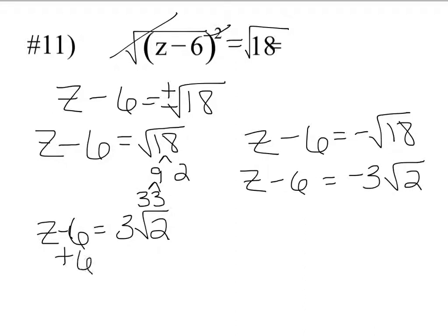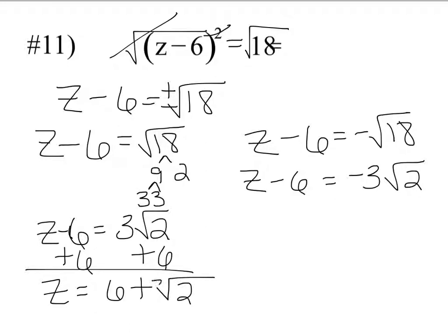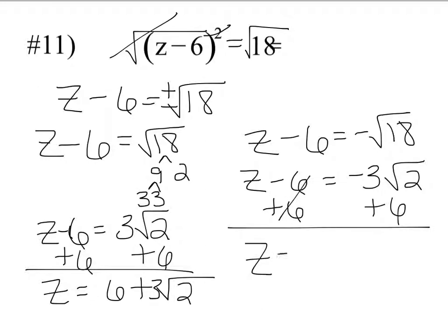So now you're going to add 6 to both sides. So you have z is equal to 6 plus 3 square root of 2. And then over here, when I add 6 to both sides, you'll have z is equal to 6 minus 3 square root of 2.